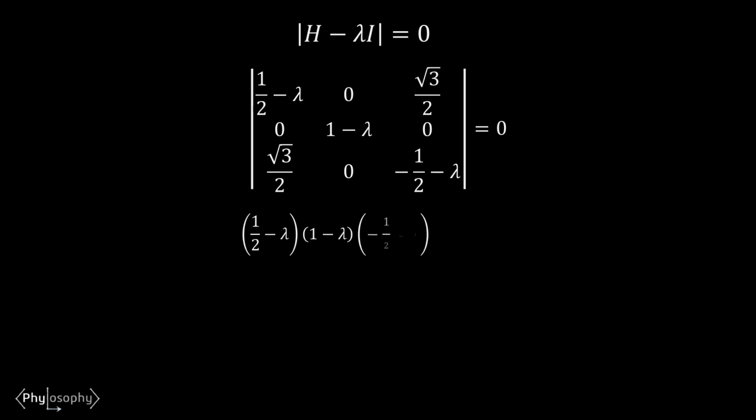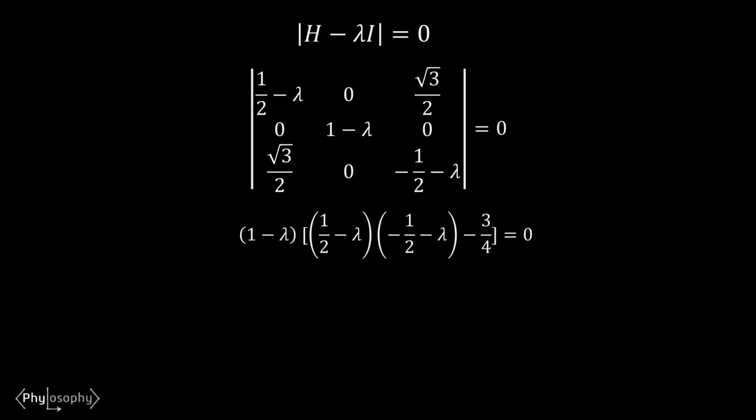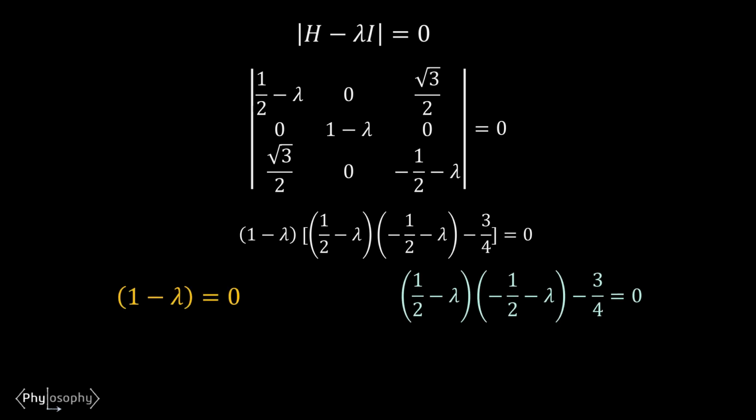Now, if you expand this determinant, then you will get (1/2 minus lambda) times (1 minus lambda) times (minus 1/2 minus lambda) minus root 3 over 2 times (minus lambda) times root 3 over 2 equals 0. Now, from each term, if you take 1 minus lambda common, then you will get (1 minus lambda) times [(1/2 minus lambda) times (minus 1/2 minus lambda) minus 3 over 4] equals 0. Therefore, from this equation, you can say that either 1 minus lambda equals 0 or (1/2 minus lambda) times (minus 1/2 minus lambda) minus 3 over 4 equals 0.